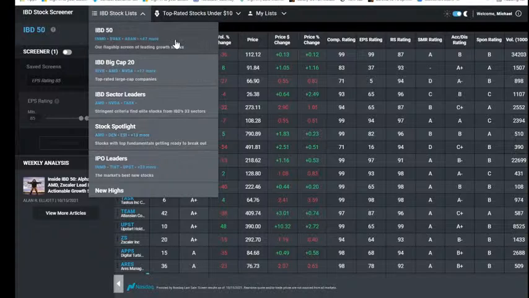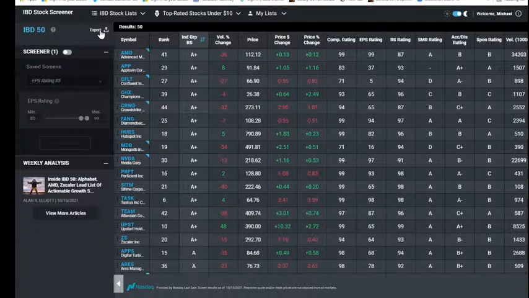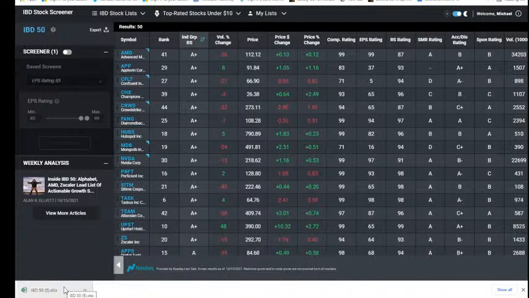And then the IBD 50 list is my go-to list. These are the most traded institutional stocks that have the best growth and earnings at the time, and that's what I look for. The great thing about what they do here is you can export these lists. So I just click export. This exports to Excel. I'll show you how it looks.